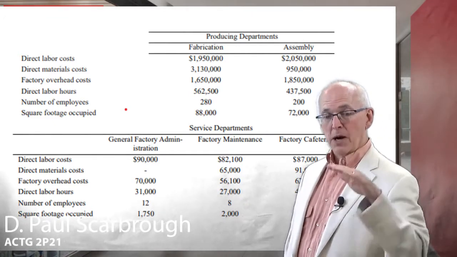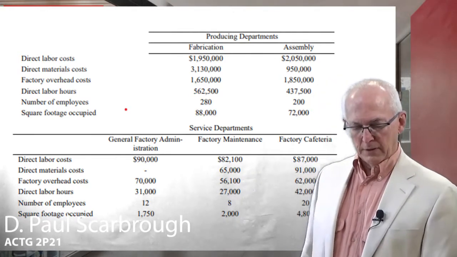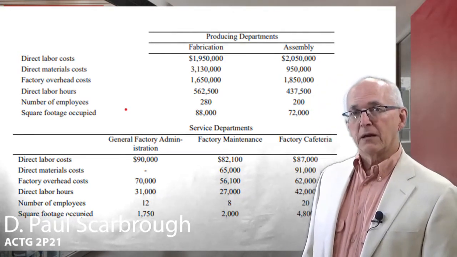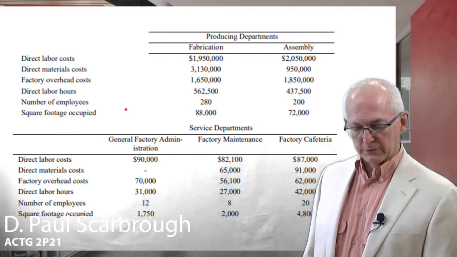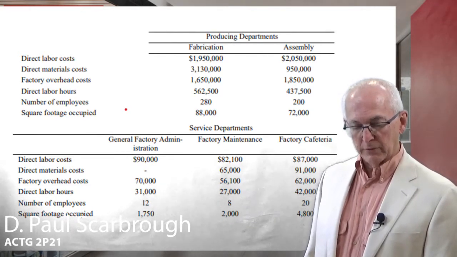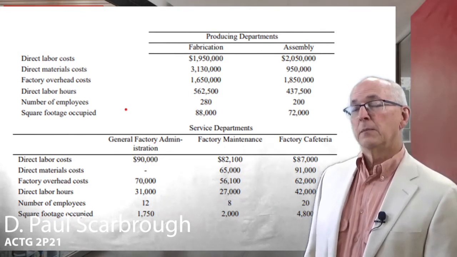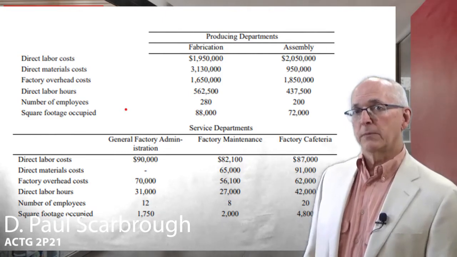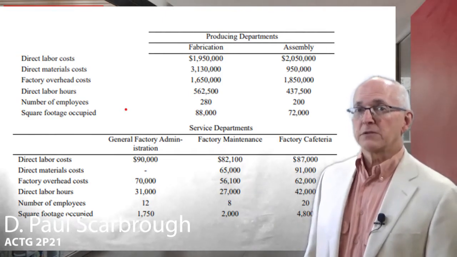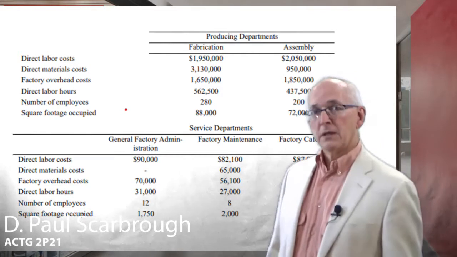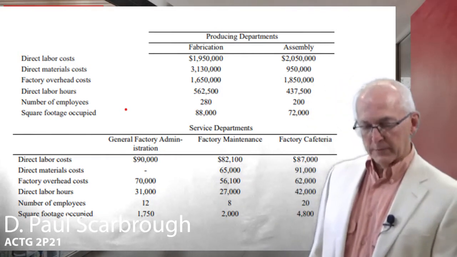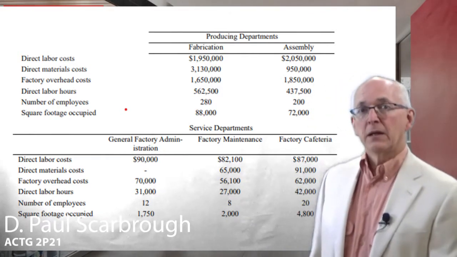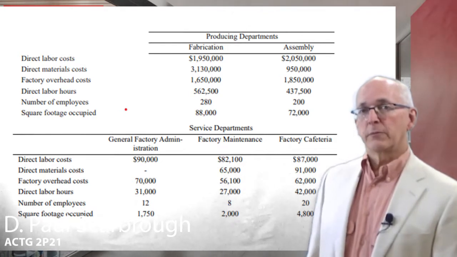So if you look at the bottom 3 rows that we have there behind me, you'll see that we have direct labor hours, number of employees, and square footage occupied. I mean, how much space is taken up by each department. Notice we have 5 departments, and each one takes up a different amount of space. Each department has a different number of employees, and each department uses a different number of direct labor hours.